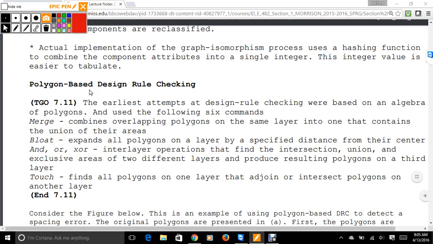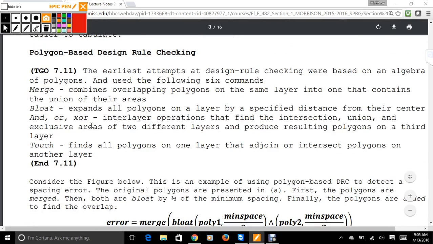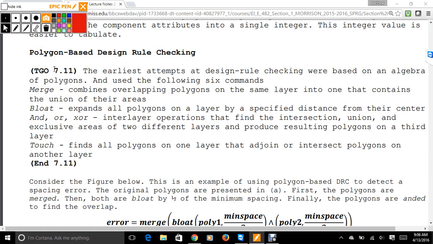We then touched on merge. So I think I have a chart here, right? So you had merge, which is combining overlapping polygons on the same layer. You have a union. Once you've actually checked that, then you move it up to the next level. Bloat expands all polygons in a layer by a specific distance from their center.